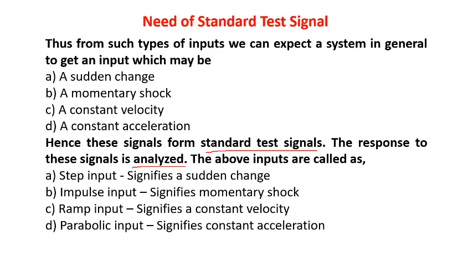The above inputs which we mentioned are called: A, a step input, which signifies a sudden change; B, an impulse input, which signifies a momentary shock; C, a ramp input, which signifies a constant velocity; and D, a parabolic input, which signifies a constant acceleration. Let's understand individually these types of input signals and their responses.